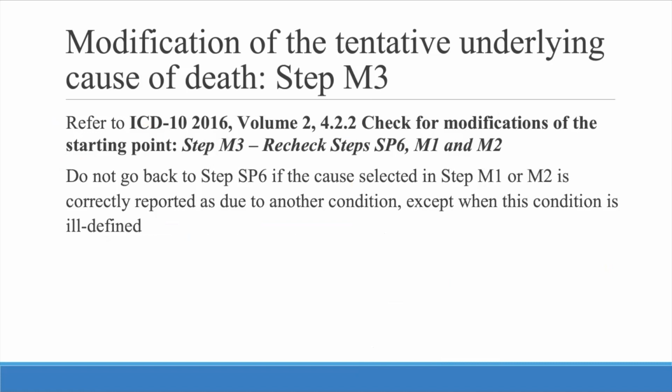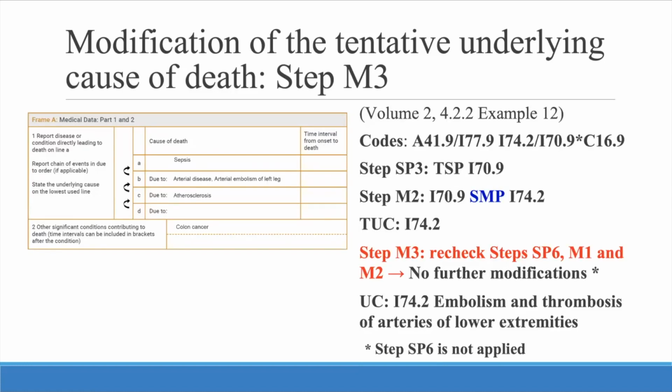One last little note about step M3. When rechecking steps SP6, M1, and M2, step SP6 is not to be considered when the new tentative underlying cause was reported as due to a different condition on the certificate. Let's look at an example. On this slide is a detailed explanation of example 12 in Volume 2 at section 4.2.2 concerning the application of step M3. This example is almost the same as example 11, which we just looked at.